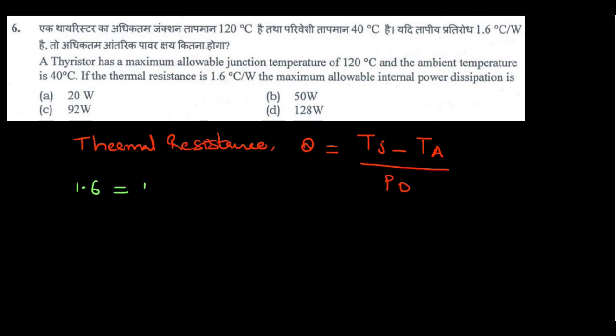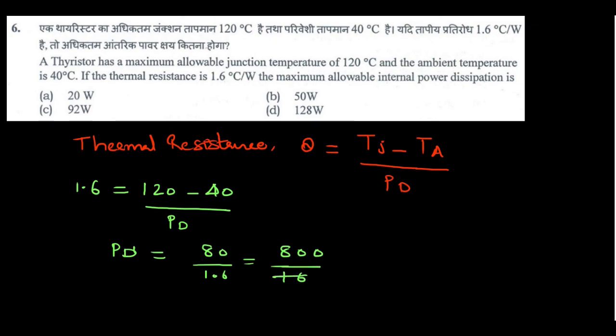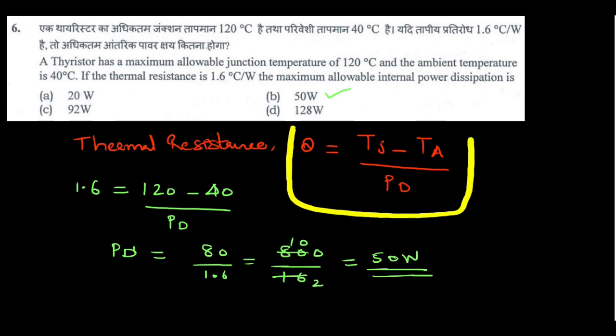What is the junction temperature? 120 degrees Celsius minus the ambient, 40 degrees Celsius, upon PD, we have to find. Cross multiplied, PD equals 80 upon 1.6. So 800, I will multiply by 10 upon 16. It is 100 upon 2, that is equal to 50 watt. So the right answer is option B, 50 watt. So this equation is the relation between thermal resistance, junction temperature, power dissipation and ambient temperature.